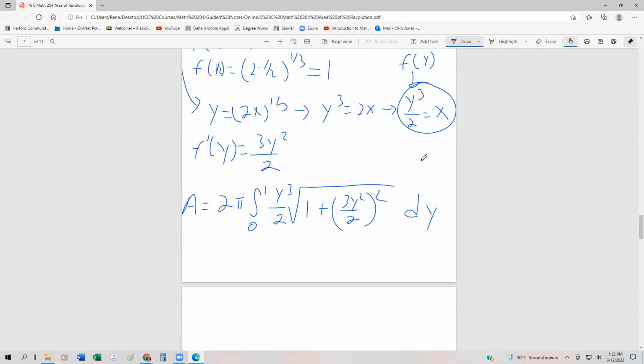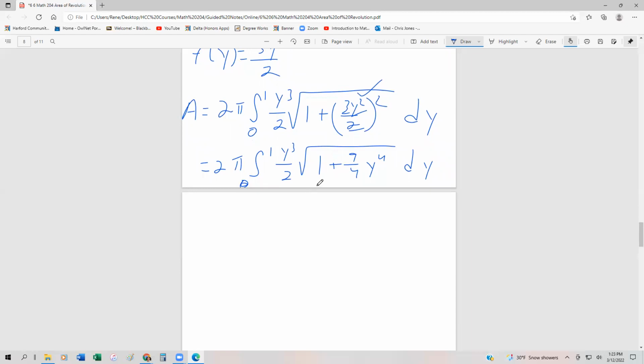Or if we were to simplify this animal, 2 pi integral 0 to 1 of y cubed over 2 times the square root of 1 plus 9/4 y to the 4th, dy. Notice what I did: square the 3, square the 2, square the y squared, since they're all being multiplied together. This is a u substitution problem, and it might be helpful to rewrite this as 1 plus 9/4 y to the 4th, to the 1/2 power instead of a square root.